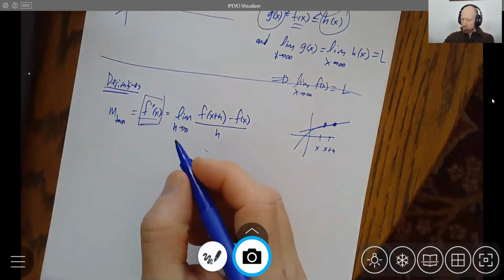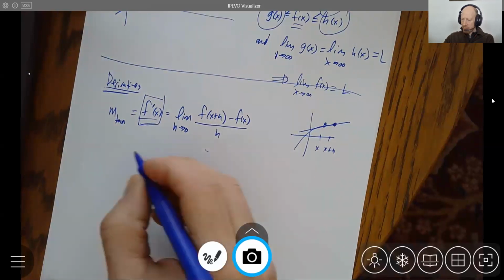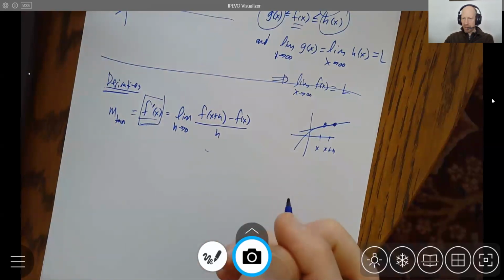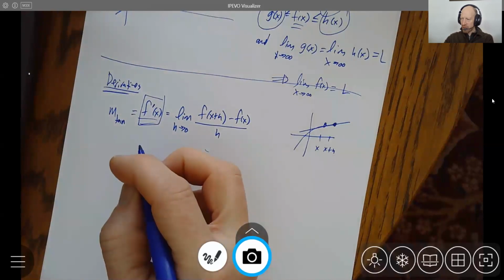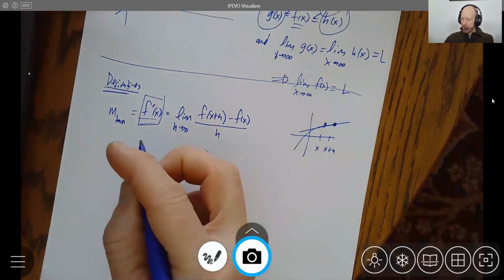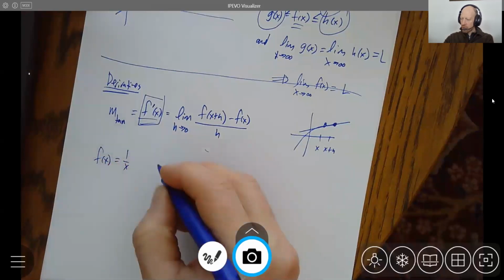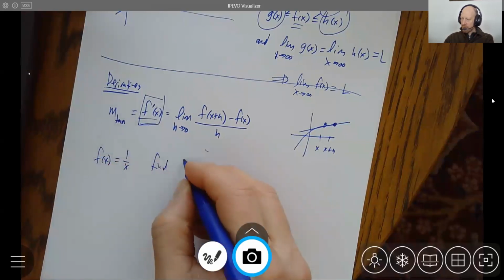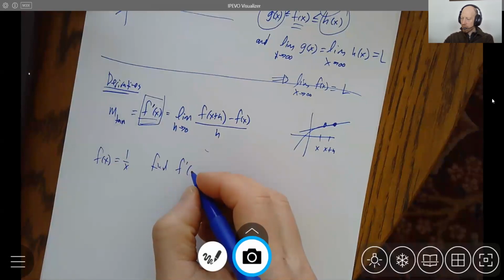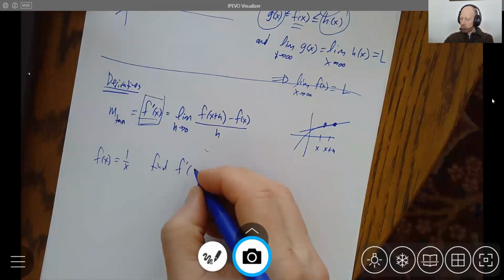So, well, we did one example, but let's try a different example. Let's let f of x equal 1 over x. And let's find f prime of 3.